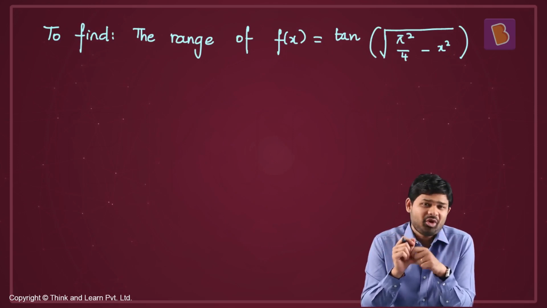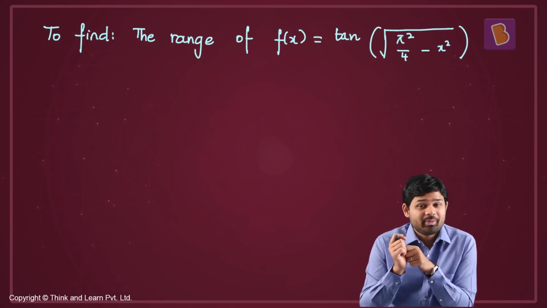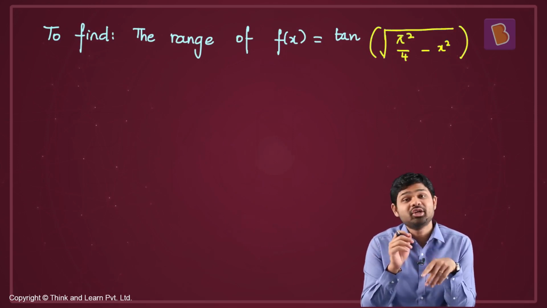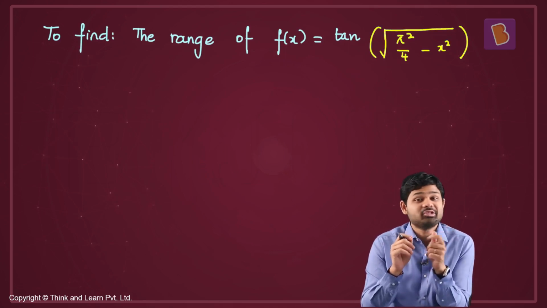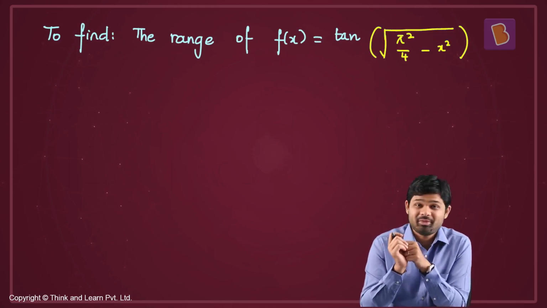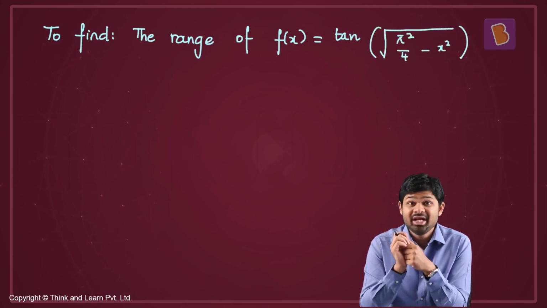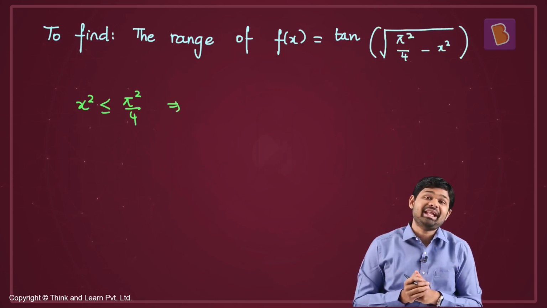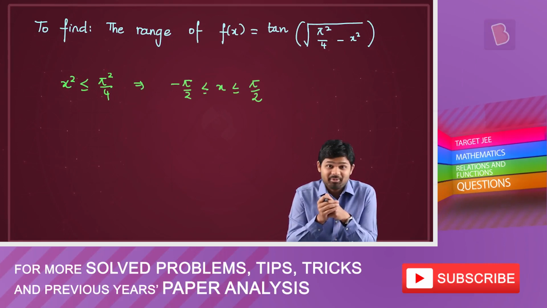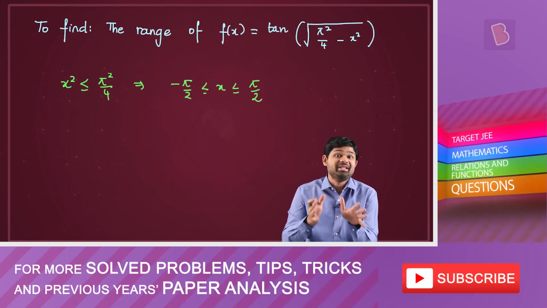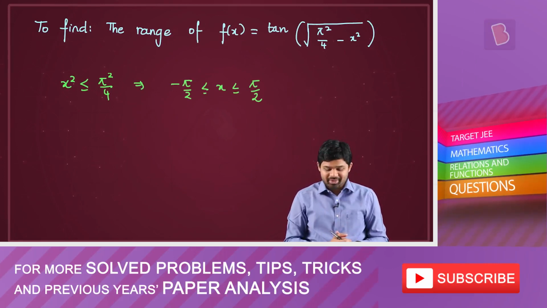So first, let's try and see what is the domain of this function. Because there is an under root inside the argument, the under root term has to be always positive, which means pi square by 4 minus x square has to be always positive, which means that my x can lie between negative pi by 2 and positive pi by 2. That's all. X can lie between negative pi by 2 and positive pi by 2.